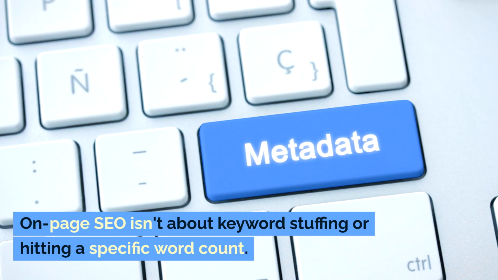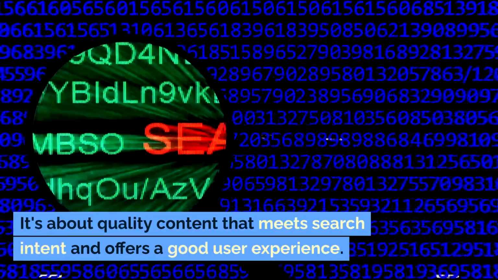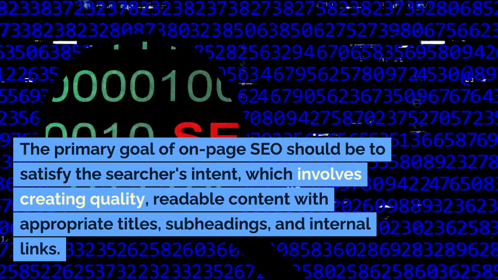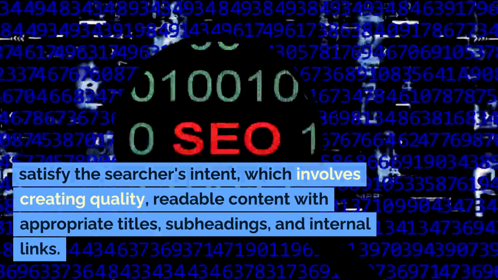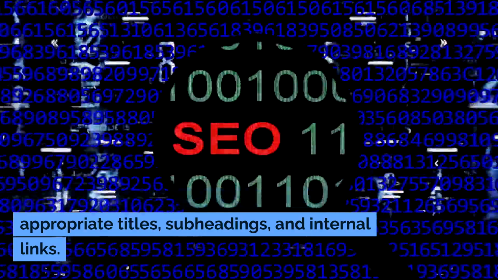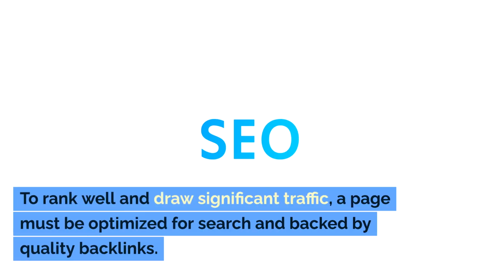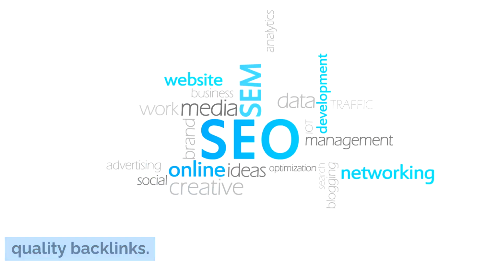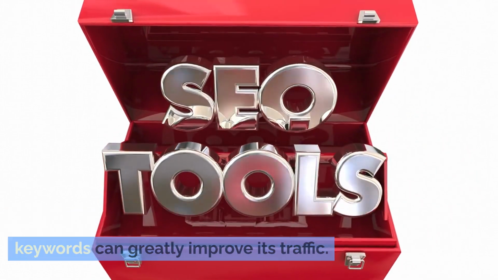On-page SEO isn't about keyword stuffing or hitting a specific word count. It's about quality content that meets search intent and offers a good user experience. The primary goal of on-page SEO should be to satisfy the searcher's intent, which involves creating quality, readable content with appropriate titles, subheadings, and internal links. To rank well and draw significant traffic, a page must be optimized for search and backed by quality backlinks. Having a page rank for multiple related keywords can greatly improve its traffic.